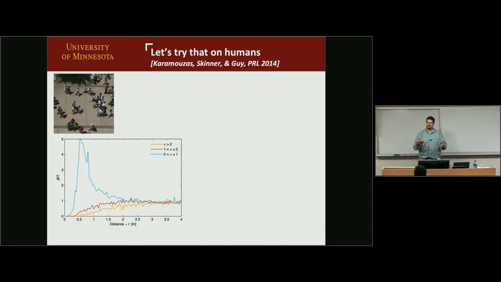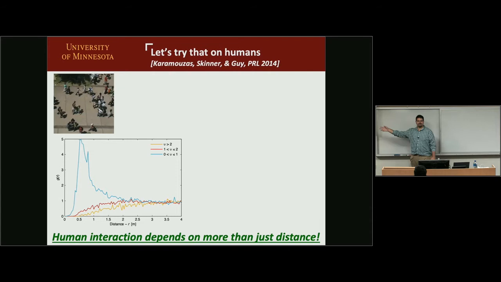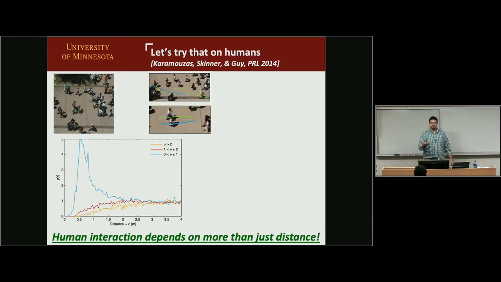And maybe this is obvious to you as a human, but it's not there in most of the literature of animating or simulating people, that human interaction depends on more than just distance. It depends on, at the very least, the velocity of people around you. If you're walking next to somebody very close, but they have a very similar velocity, you're not worried about them. But if somebody's far away and they start coming at you at a high speed, it's a little bit concerning, right? We need to think about more than just distances.